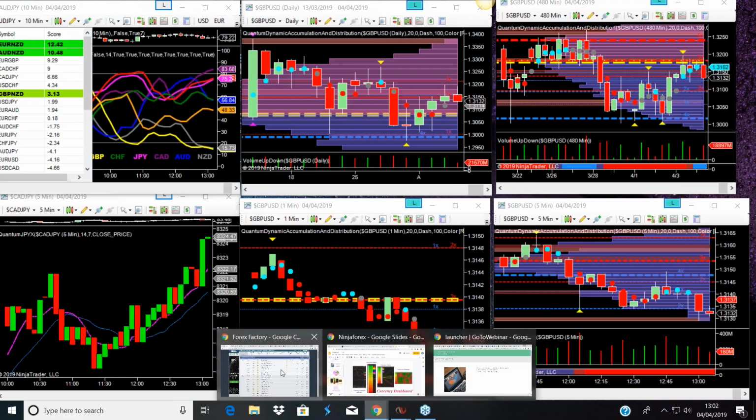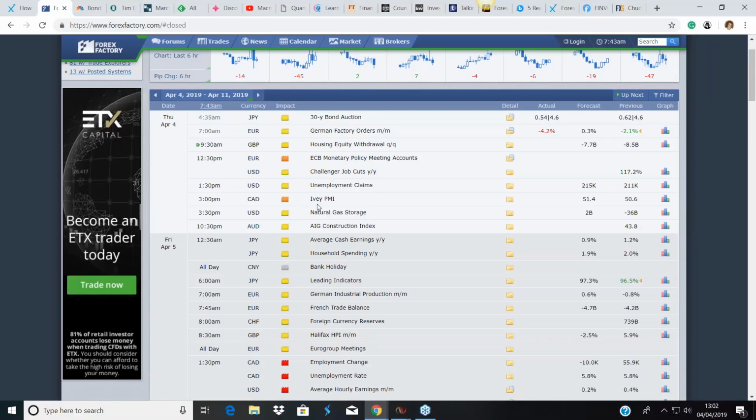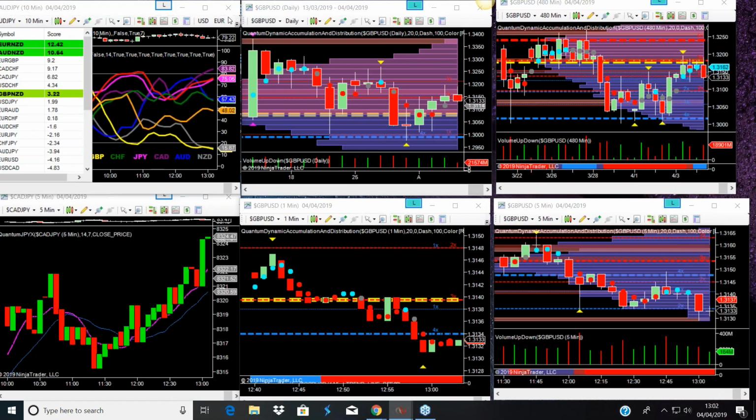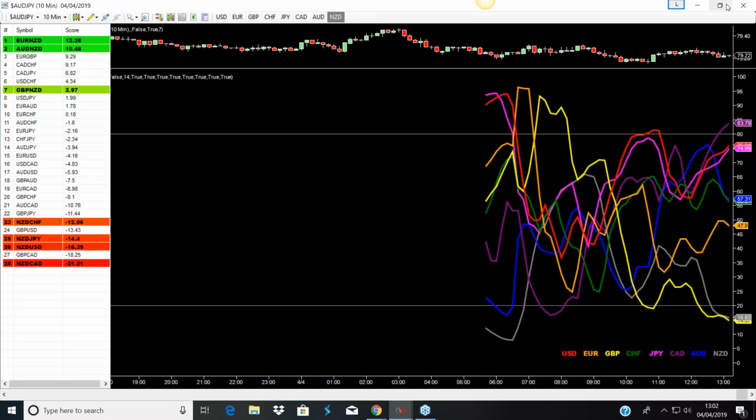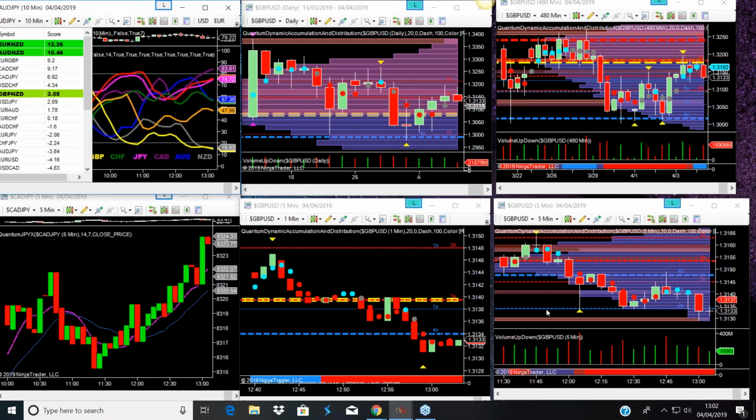But in fact, looking at the calendar, we've got the IVEY PMI from Canada, and the Canadian dollar was one that we looked at because this morning it was very oversold, and in fact it has been bought during the morning. So, as I said, time frames, time zones, timing, indicators to help you get in and then get out when the time is right. Those are all factors that you have to consider. So I'm going to stop there and pass over to David, and then we'll see what we can pick out of the very flat market that we are in at the moment.